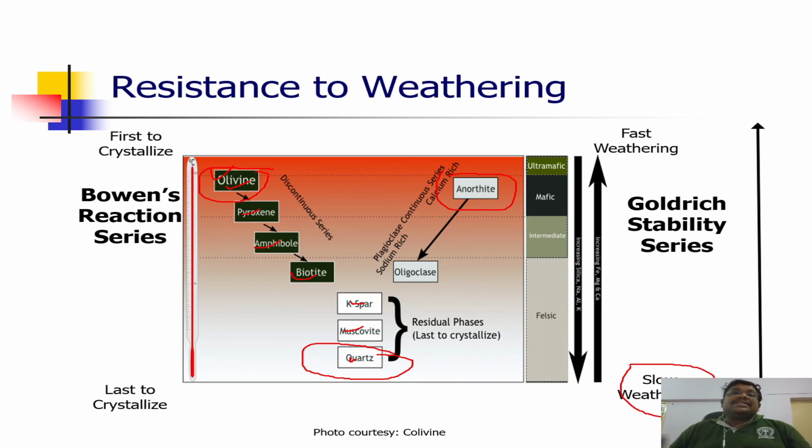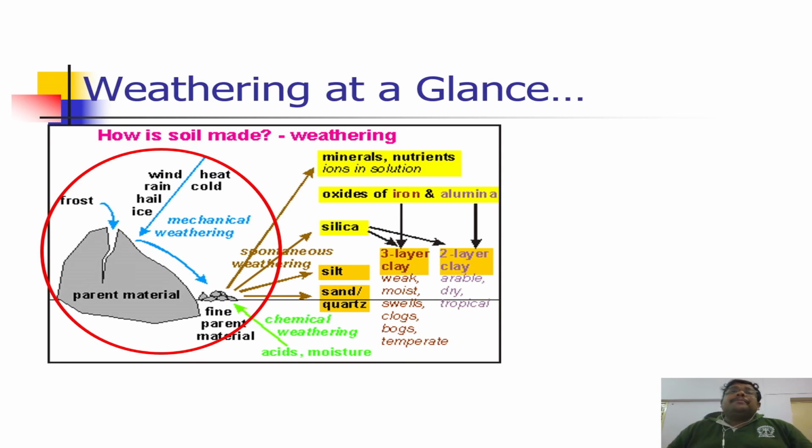So you can see Bowen's reaction series and Goldich stability series. Again, Bowen's reaction series shows the sequence in which minerals crystallize from the molten magma, and the Goldich stability series shows the resistance of the minerals to the weathering process. So this slide shows weathering at a glance.